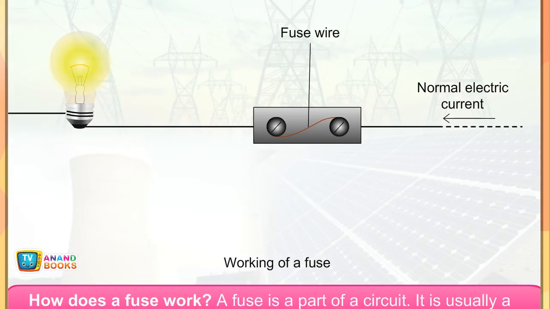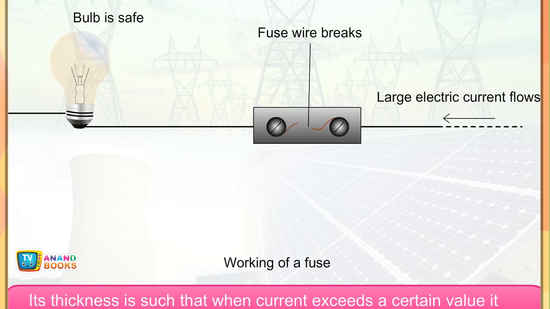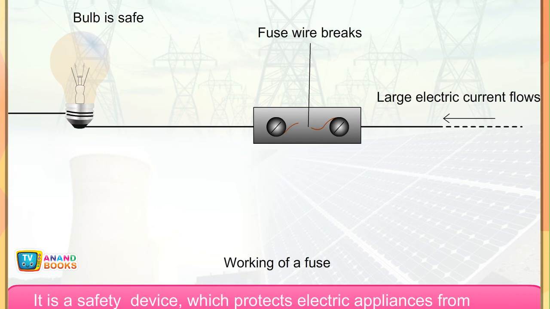How does a fuse work? A fuse is a part of a circuit. It is usually a thin copper wire. It is the weakest point in the circuit. Its thickness is such that when current exceeds a certain value, it melts and breaks off, thus stopping the flow of current. It is a safety device which protects electric appliances from damage.